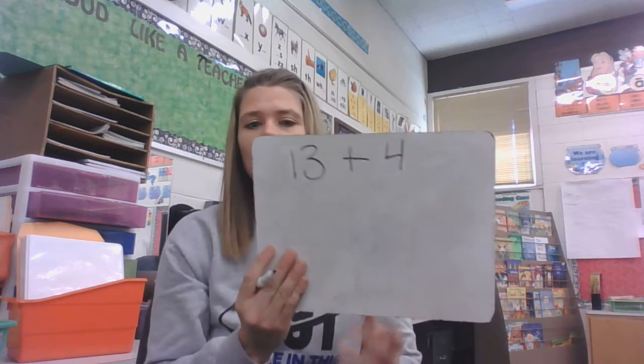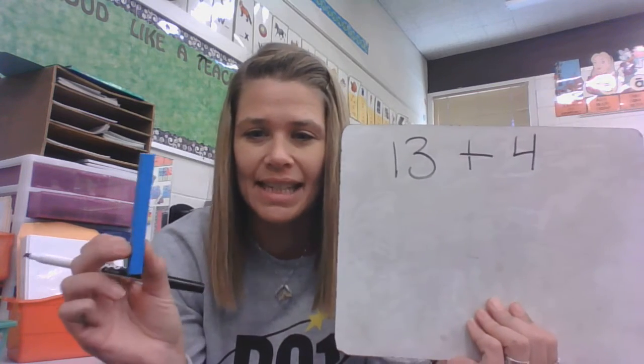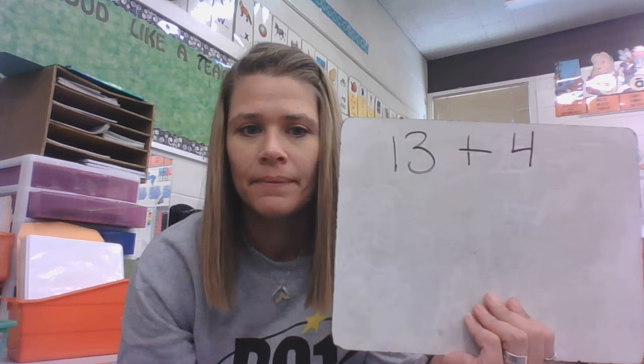Okay, this time let's try it with a number bond. So I am going to do my problem, and then next time we'll practice with you guys on a marker board, okay? So 13 and 4. Can you point to the number that has a 10 already hidden in it? If you pointed to 13, you were right.